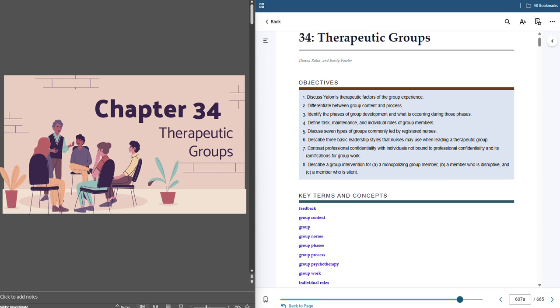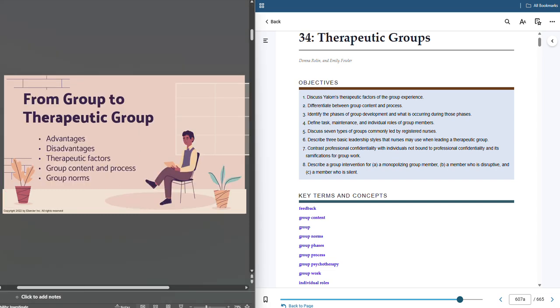Chapter 34, Therapeutic Groups. So a group is an interconnected and interdependent set of individuals who come together for a shared purpose. A therapeutic group refers to a group of people who meet together for personal development and psychotherapeutic growth.